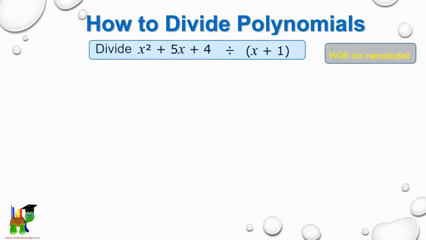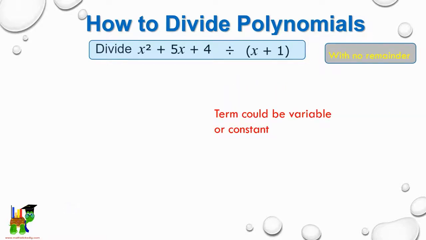Hi, today I am going to be showing you how to divide polynomials. But first we need to understand what polynomials are. Polynomials are a combination of terms. So what are terms? x squared, 5x, 4, x, and 1, they are all called terms.